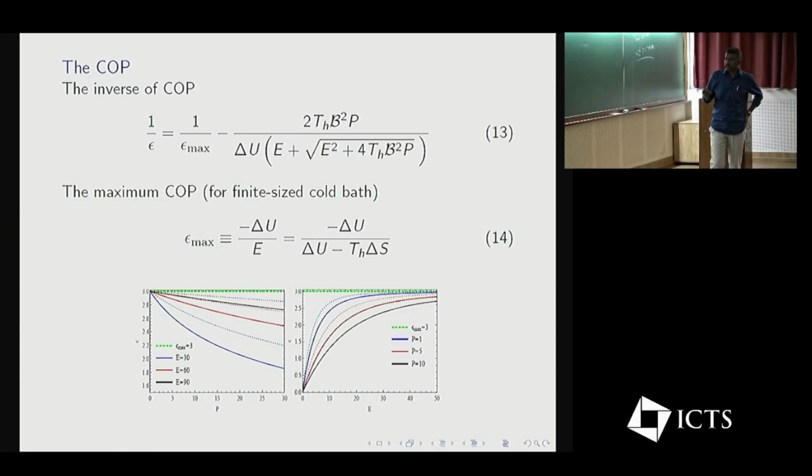And in this plot, we plotted the coefficient of performance against the input power. When the input power increases, the coefficient of performance drops because when we increase the power, it decreases the process time. Therefore, the irreversibility increases, which leads to a decrease of the coefficient of performance. Here, when we increase the exergy, the coefficient of performance increases.